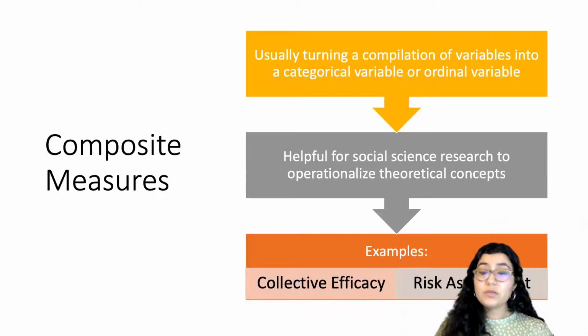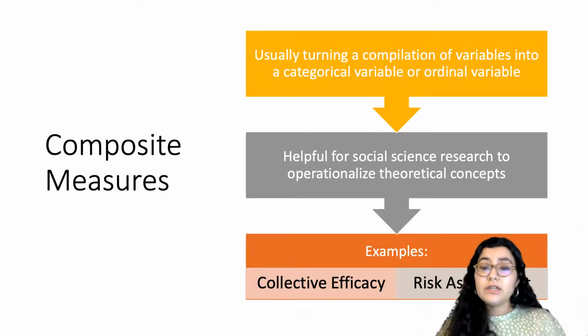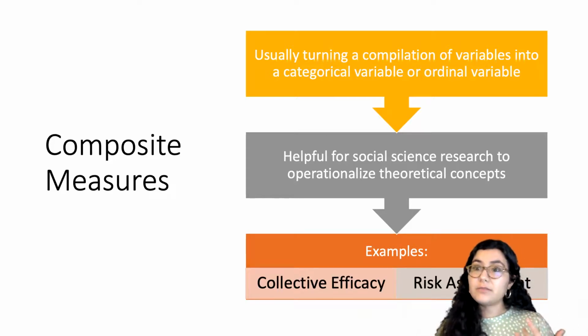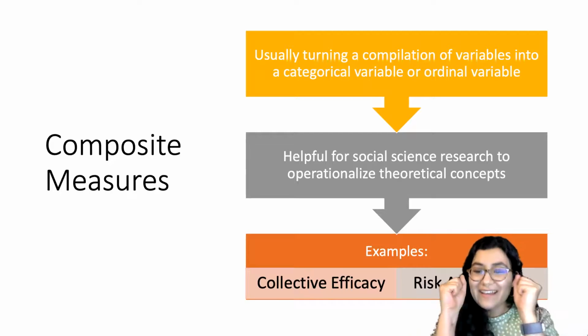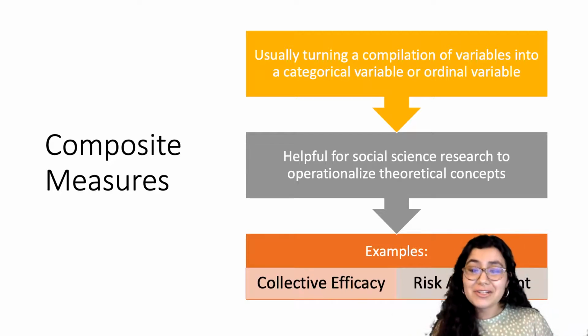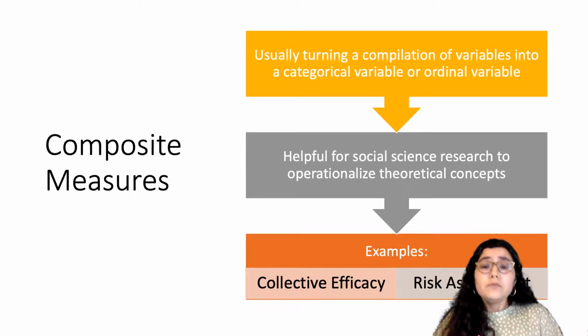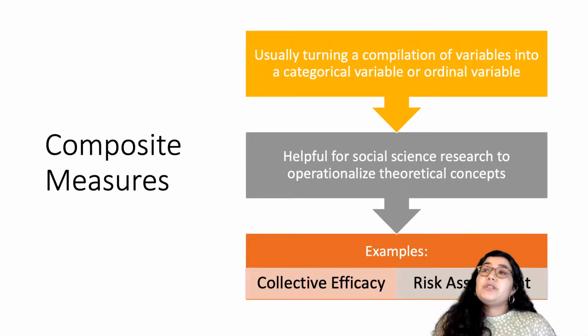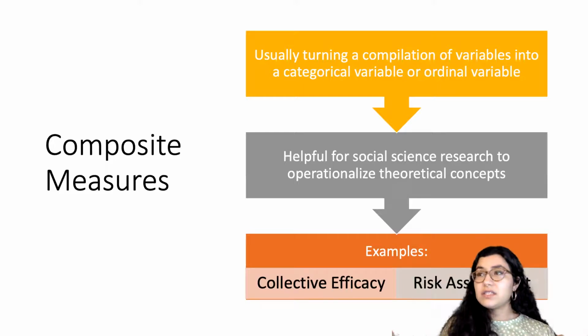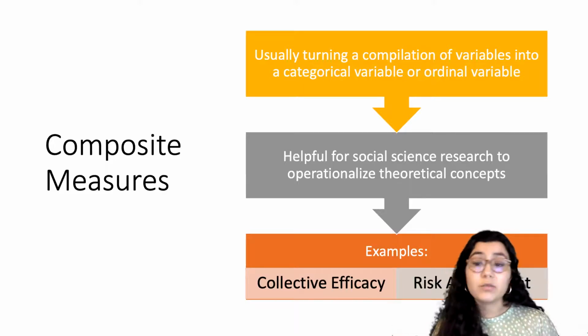So composite measures, which we talked about earlier, are turning a compilation of variables into a categorical variable or ordinal variable. This could be helpful for social science research to operationalize theoretical concepts that are too abstract for us to visually see. For example, collective efficacy is a type of measurement that was developed to try and operationalize social disorganization. Because what is social disorganization? Many people think of so many different things, like we've talked about in prior lectures. So collective efficacy is instead an aspect of that, which is somewhat abstract. It's the likelihood that people are willing to intervene in a particular scenario.